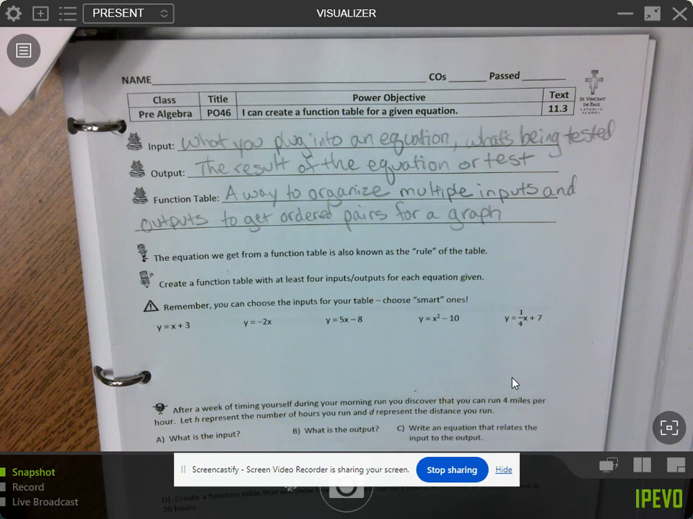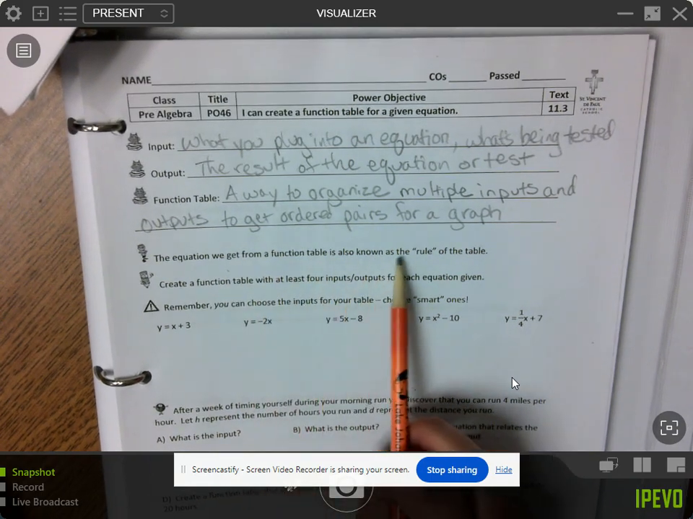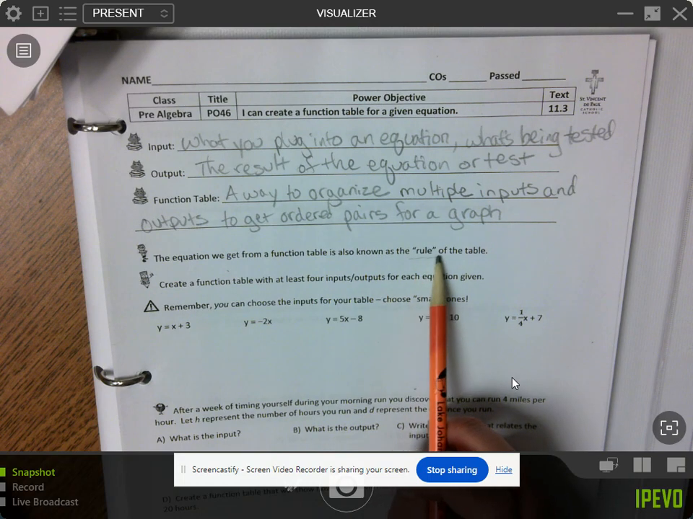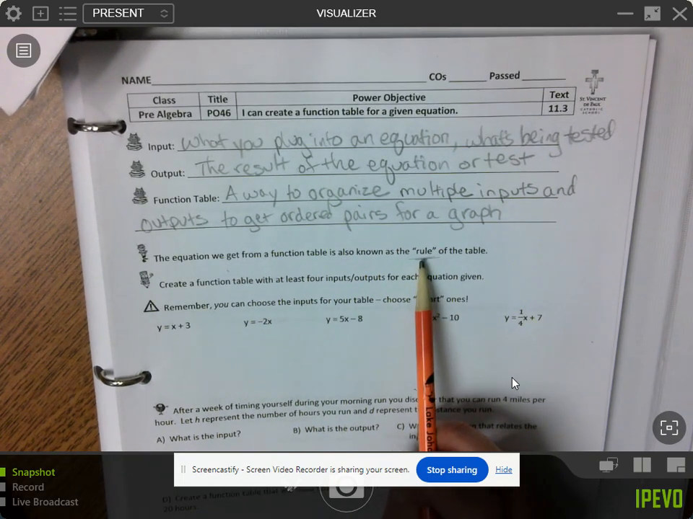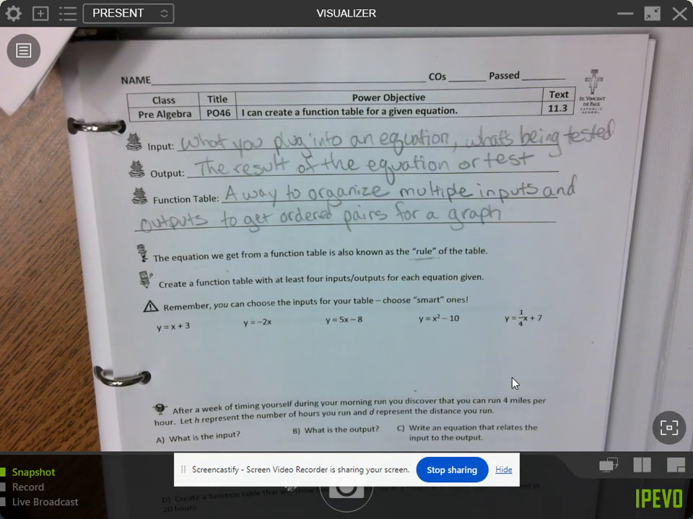So the equation we get from a function table is also known as the rule of the table. Sometimes when we look at the pattern pages in the math packets, there's a rule that we're following. Oh, we're adding 4 each time, or we're looking at those perfect squares, right? And we're working with those perfect squares. So that rule is that pattern that we're following.